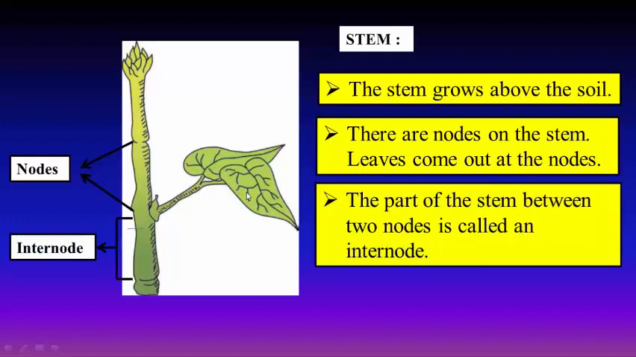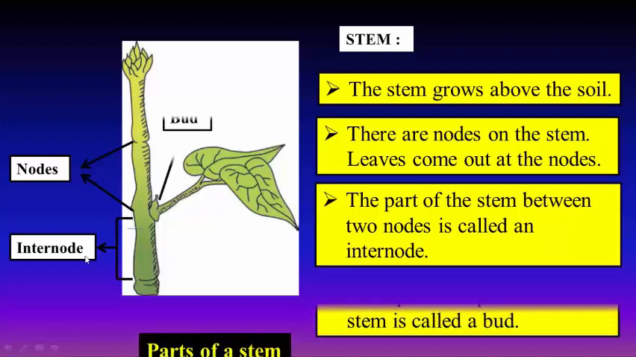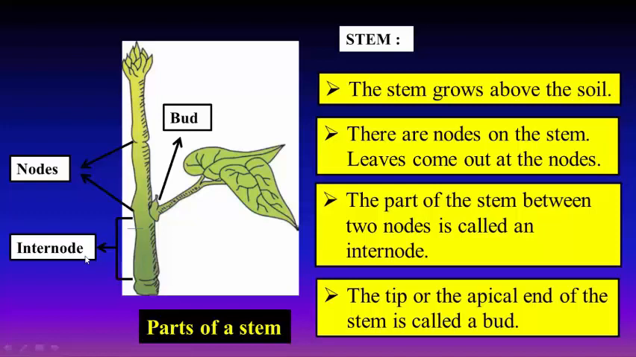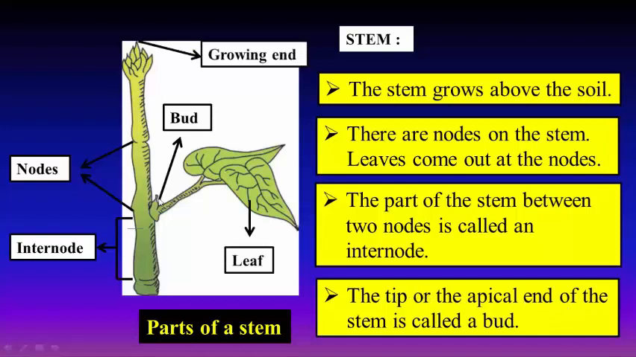Now one of the most important things, that is internode. What is internode? The part of the stem between 2 nodes is called an internode. This is a node and this is another node and the distance between 2 nodes is called internode. Another part is bud. What is bud? The tip or the apical end of the stem is called a bud. This is the growing end.